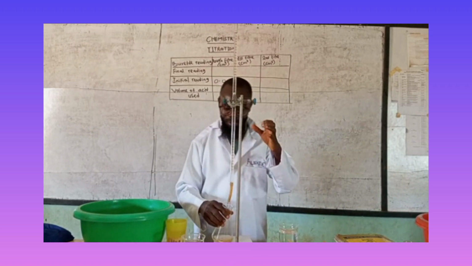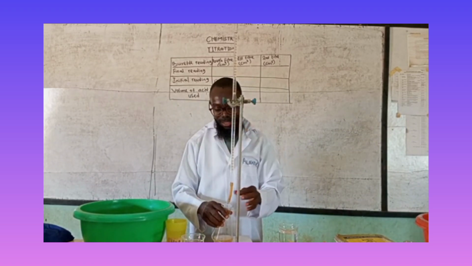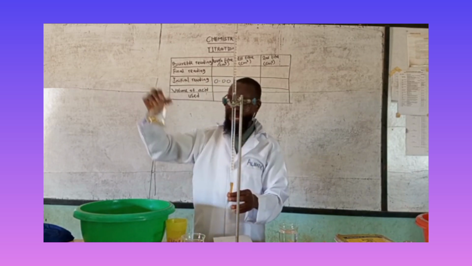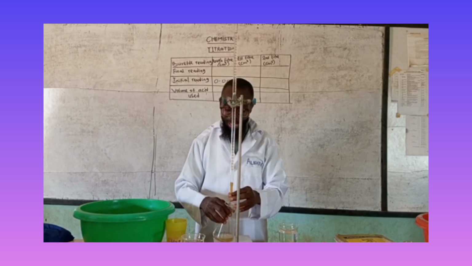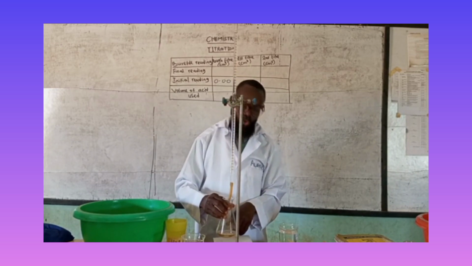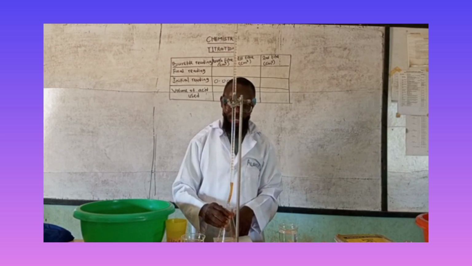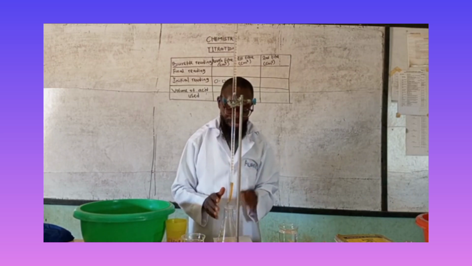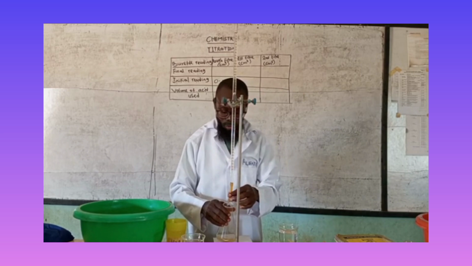Use one of your fingers or your hand to hold the tap, and the other hand to be shaking it gradually. As you are shaking it, you will be looking at the solution to look at the color change. We want the sharp color change. That sharp color change is called the endpoint. So let us start.